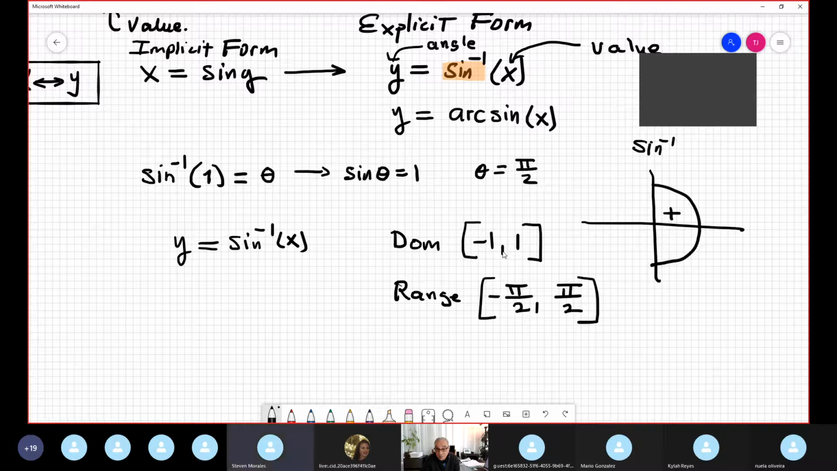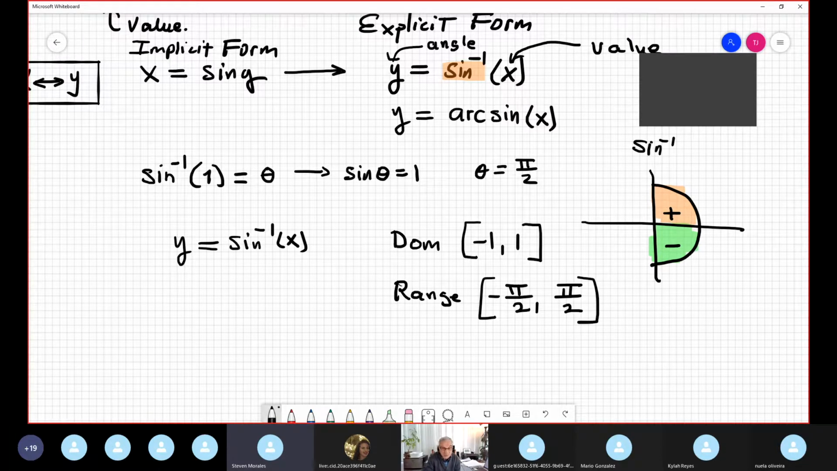Let me explain this, plus minus. The answer of the sine inverse is always positive if it lies in the first quadrant, and negative if it lies in the fourth quadrant. And what about, Professor, if it lies in the second and the third? Well, we are in big trouble.